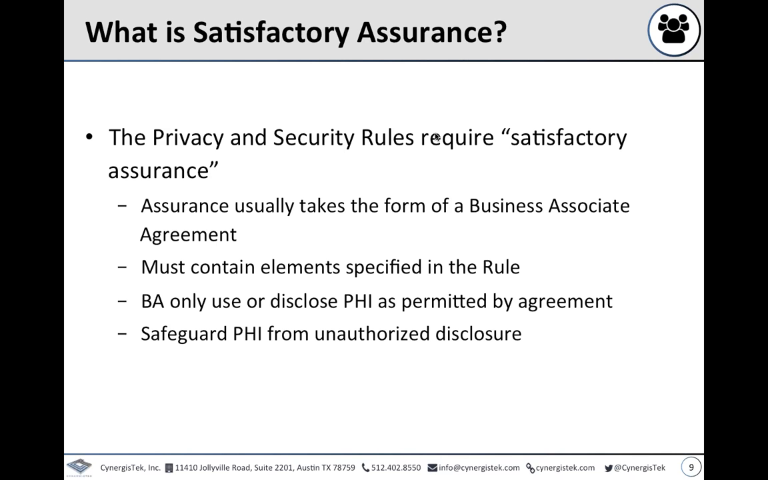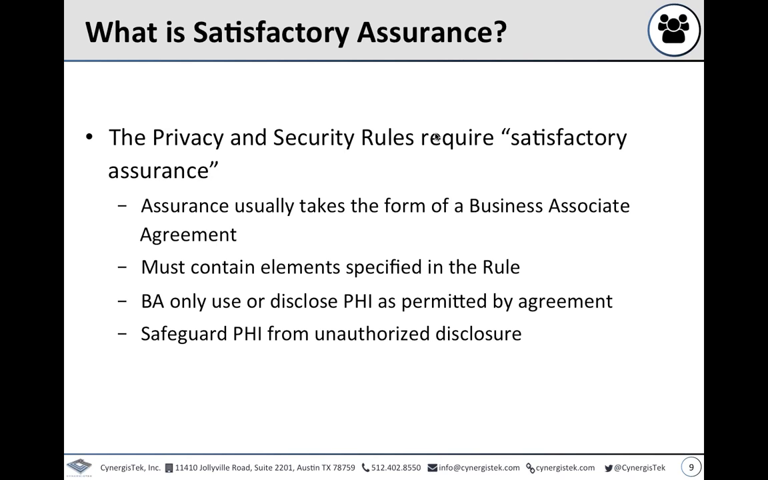One of the requirements under the privacy and security rule is that when you have a vendor or contractor who's providing these services, you obtain satisfactory assurance. Satisfactory assurance that the vendor or contractor who's handling the protected health information will safeguard the information and only use and disclose it as permitted or required under the privacy rule. And most of these satisfactory assurances generally are going to take the form of a business associate agreement.